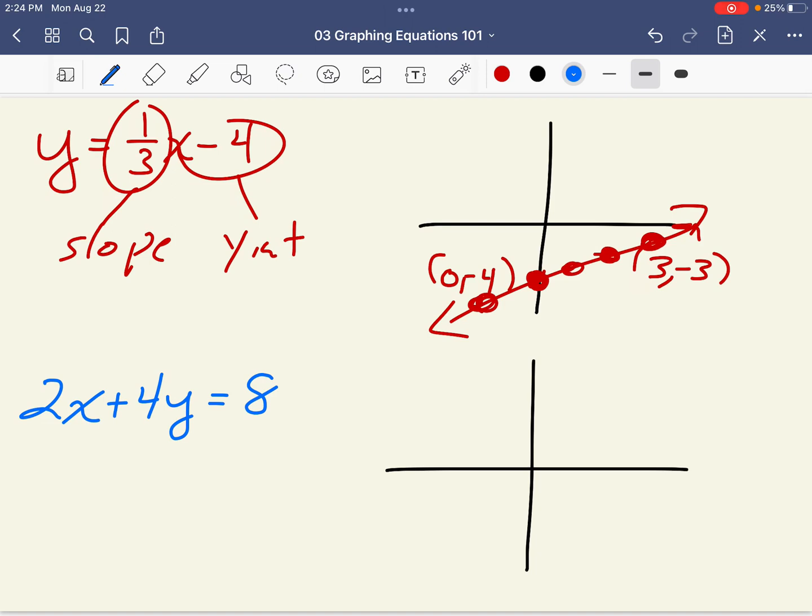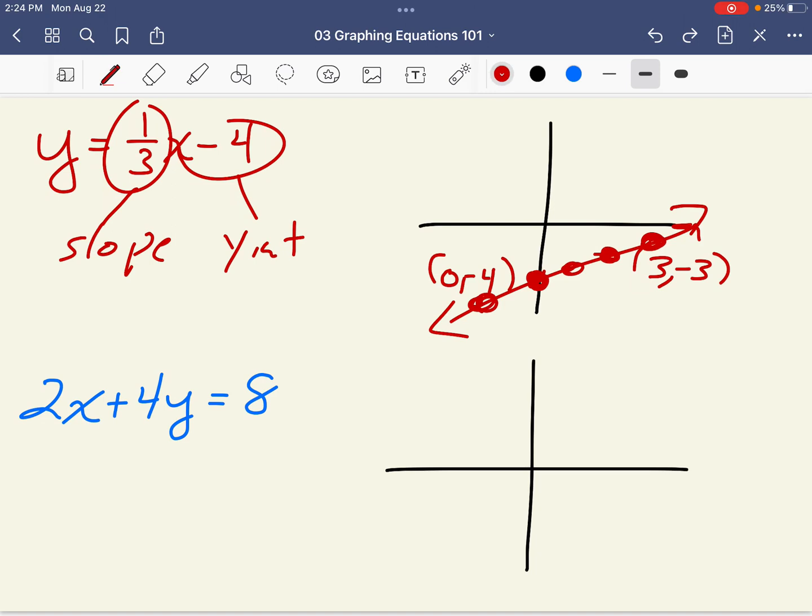Now the second equation is not in slope-intercept form because it's not y equals mx plus b. Now a lot of students will put it in slope-intercept form. That's kind of your natural reaction. There's nothing wrong with that, but I want to share that it's not necessary. In fact, it might make things a little harder unless you remember that you can graph this equation using what's called the x and y intercepts.